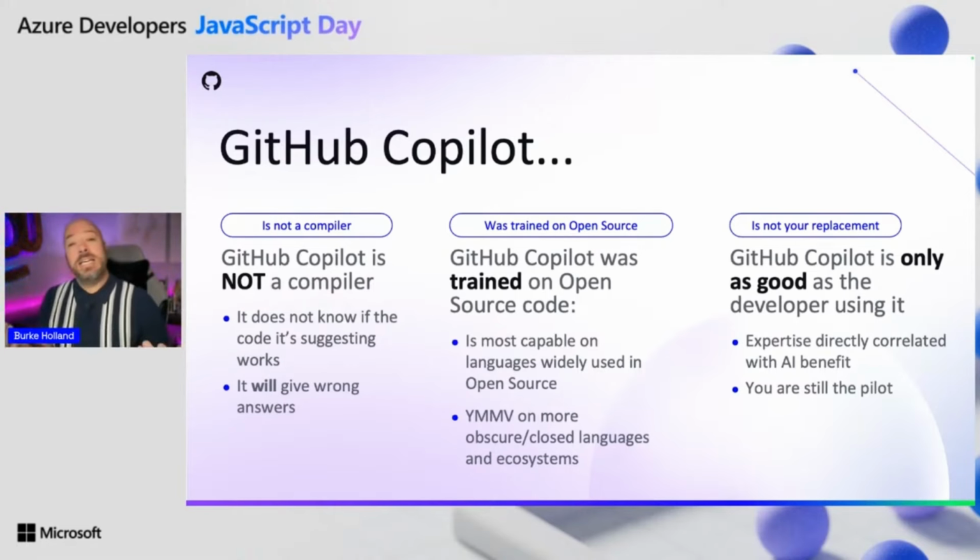And then lastly, GitHub Copilot is not your replacement. And actually, Copilot is really only as good as the person who is using it. If you don't know a lot about what you're doing, you'll find this out. The less you know about what you're doing, the more you have the opportunity to go off the rails with Copilot and take a bad answer and spend your day debugging instead of writing code.